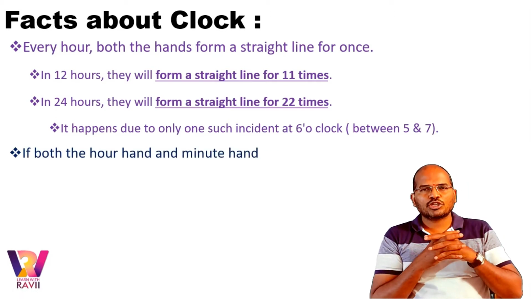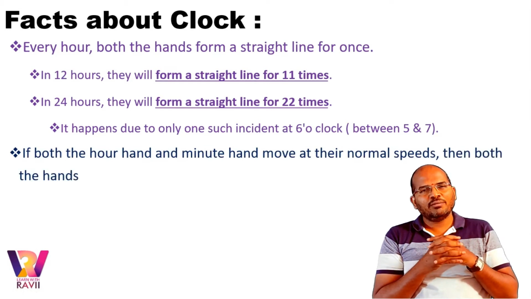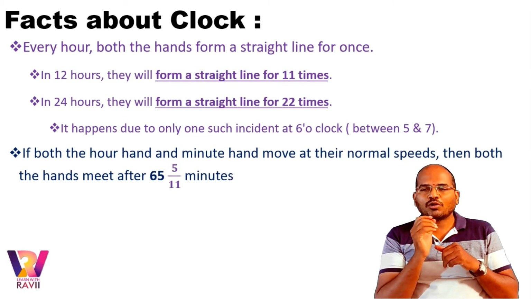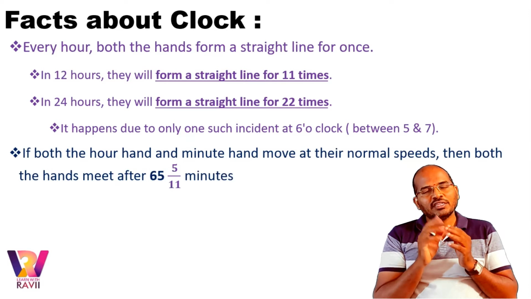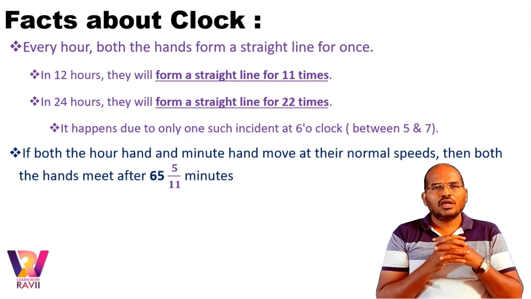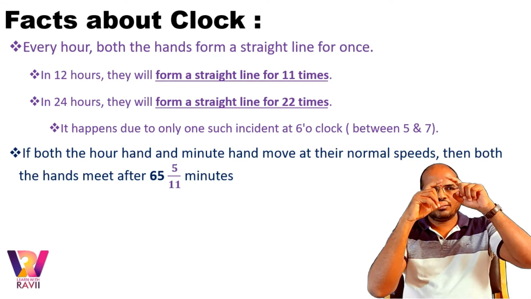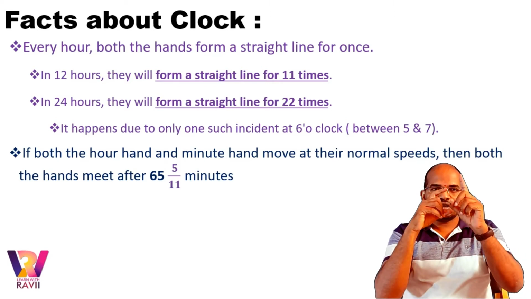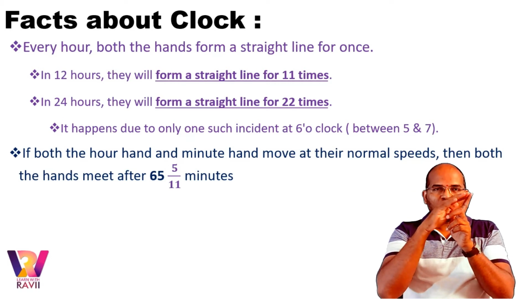And here comes the most important point. What is the most important point? If both the hour hand and minute hand move at their normal speeds, very important, at normal speeds, then both the hands will meet after 65 5/11 minutes. Let me start with a small example. Assume the time is 12 o'clock sharp. The minute hand will make one complete rotation and come to 12 again, and the hour hand will come towards 1. They don't meet again yet.